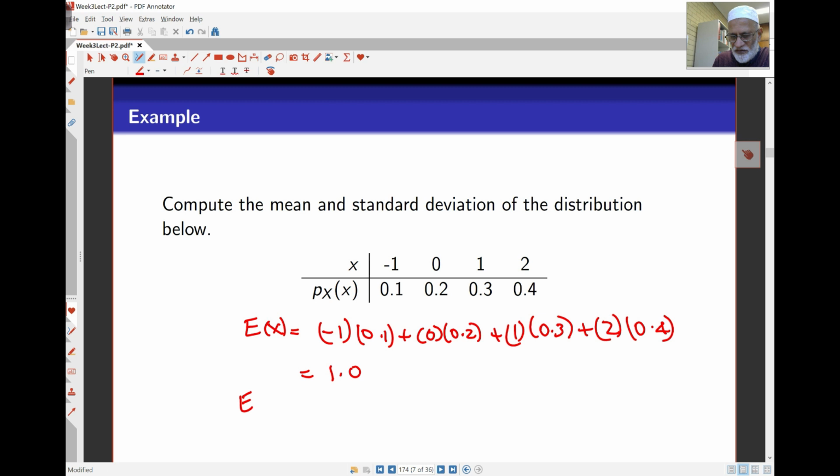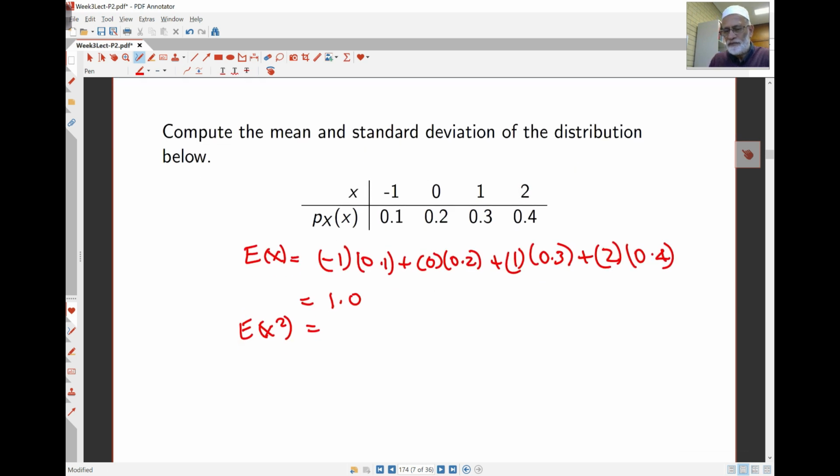To work out the variance, I require E of X squared. So now I square the values, then multiply with the probability. The next is going to be 0 anyway, and again 1 squared times probability, and then 2 squared times probability. Again I can ignore the decimal point. So that's 0.1, that's just essentially 1, and this is 3, which is 4, and this is 4 times 4 is 16, plus 4 is 20, so this comes to 2.